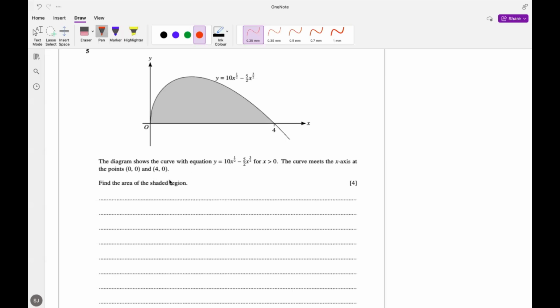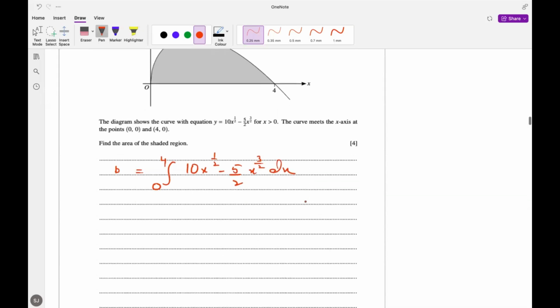In question 5, the diagram shows a curve with the equation y equals 10x to the power half minus 5 upon 2x to the power 3 upon 2. The curve meets the x-axis at the points 0, 0 and 4, 0. We have to find the area of the shaded region. So to find the area of the shaded region, first we'll have to integrate the equation and put in the limits. The limits in this case are 4 and 0. And the equation is 10x to the power half minus 5 upon 2x to the power 3 upon 2.